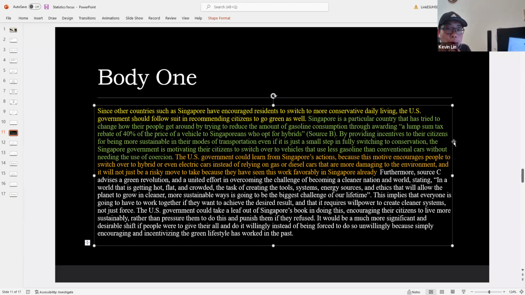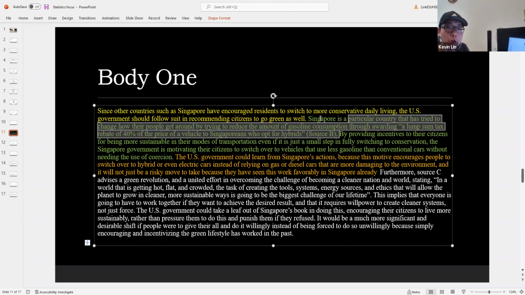They wrote, Singapore is a particular country that has tried to change how their people get around by trying to reduce the amount of gasoline consumption through awarding, quote, a lump sum tax rebate of 40% of the price of a vehicle to Singaporeans who opt for hybrids. So in short, Singapore basically is giving people subsidies. They're trying to give people tax cuts if they choose more green savvy cars, hybrids, from source B. So this student doesn't even quote the whole thing. They just give me a little bit of context from the source here. They give me a direct quote from it, and then they source B it afterwards there.